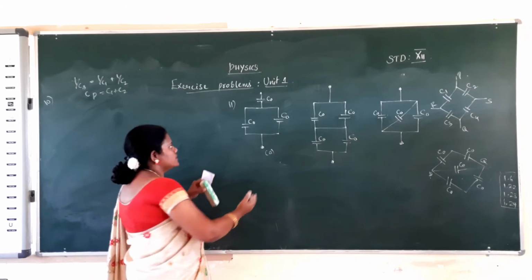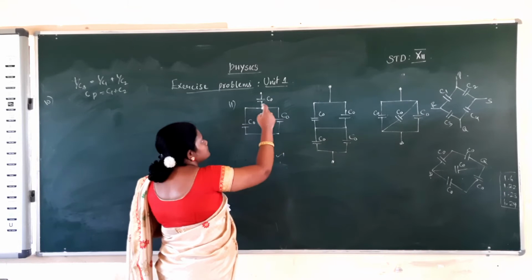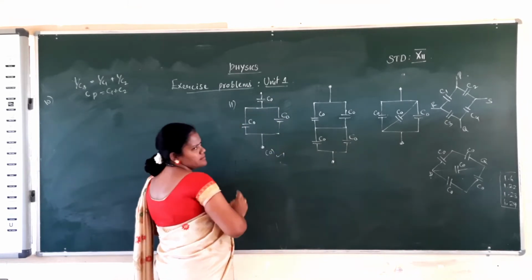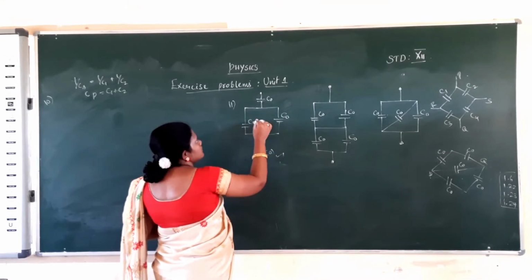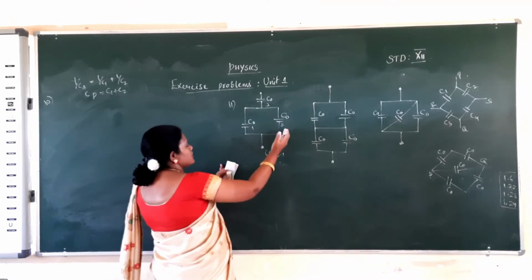So we take this first circuit, circuit A. 3 capacitors are there. 1, 2, 3 capacitors. So first, 2 capacitors will be connected in parallel.